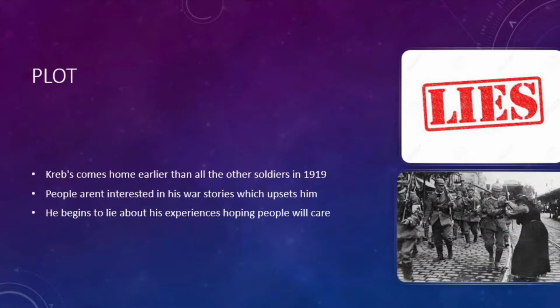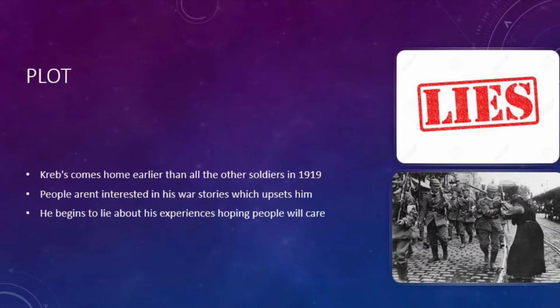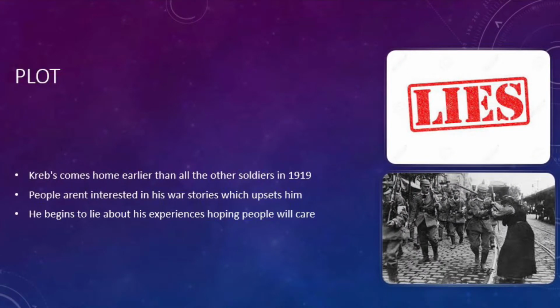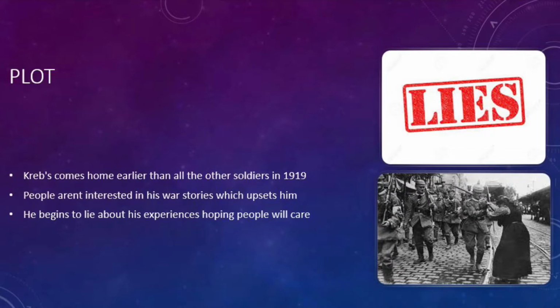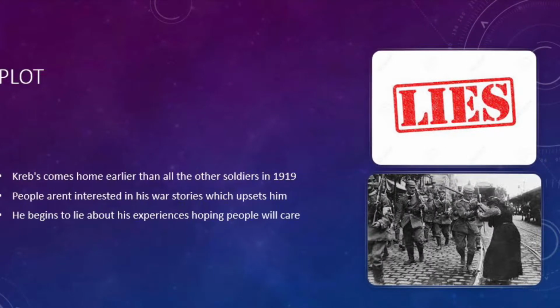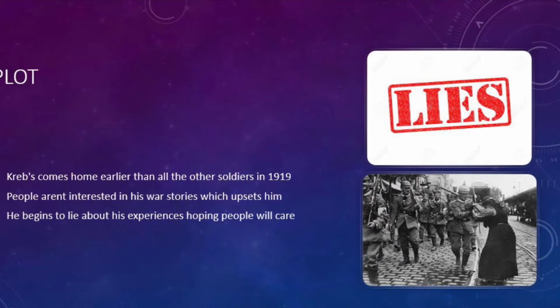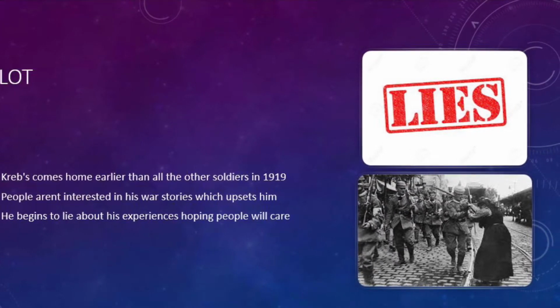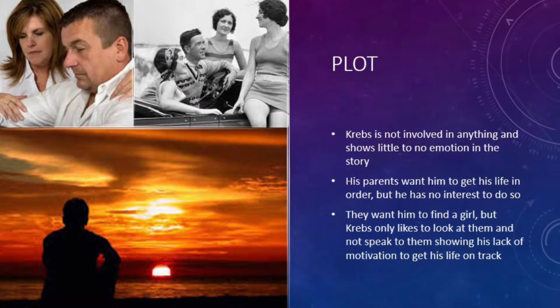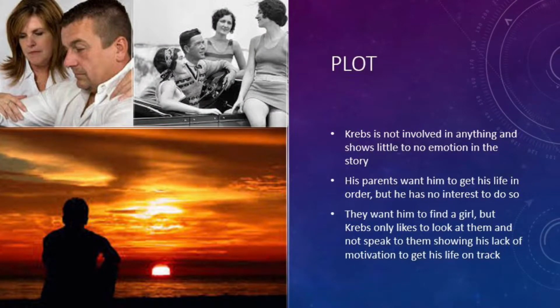In the summer of 1919, Krebs comes home from World War I. He comes home later than the other soldiers, which results in people not wanting to hear about Krebs' experiences in the war because they have already heard enough. So Krebs begins to exaggerate his stories and lie in hopes of getting people to listen, but people still didn't care. Krebs begins to alienate himself from society and has no plans to get his life in order.